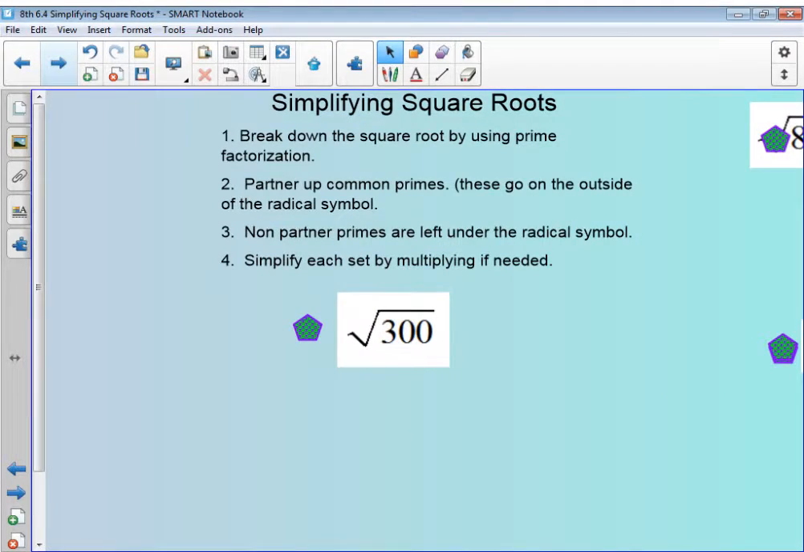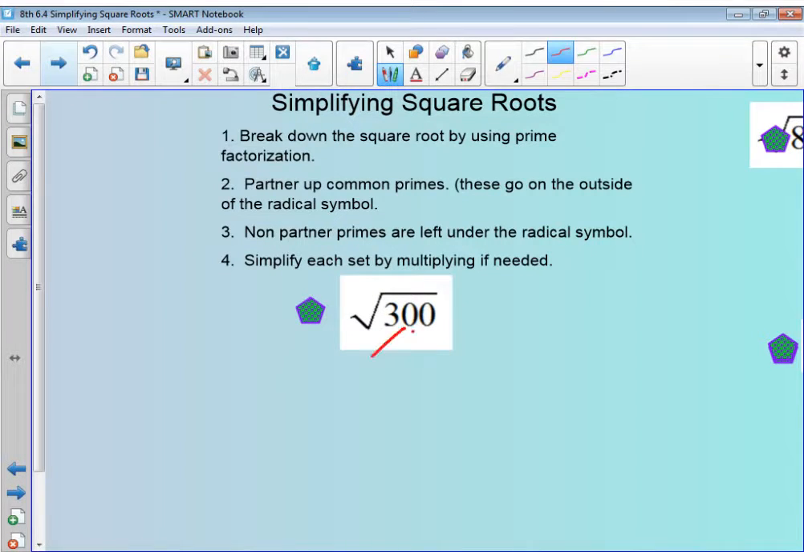Okay, so first step, we're going to do our prime factorization of those numbers underneath. Okay, so 300. Let's see, that would be 3 times 100. You could break it down into 60 times 5. I see 3 times 100. Okay, in the end, we should get the same thing. Okay, 3 is prime, can't be broken down. 100 could be broken down into 20 times 5, 10 times 10. I'm going to use 10 times 10. Okay, 10 can be broken down into 2 times 5.